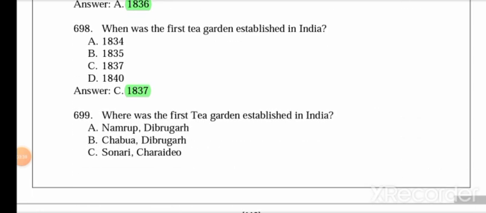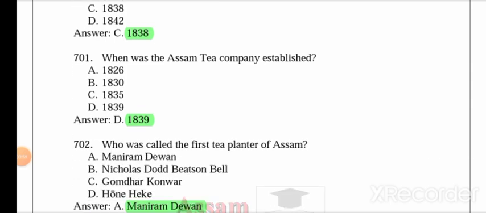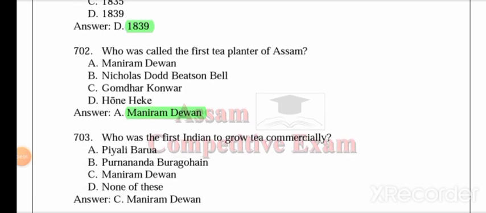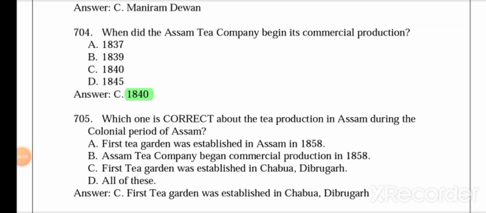When was the first tea garden established in India? It was in 1837. Where was the first tea garden established? Chabua, Dibrugarh. Upper Assam was annexed to British Empire in India in the year 1838. When was the Assam Tea Company established? It was in 1839. Who was called the first tea planter of Assam? Maniram Diwan. Who was the first Indian to grow tea commercially? Maniram Diwan. Same. When did the Assam Tea Company begin its commercial production? It was in 1840. Established in 1839 and started producing in 1840.